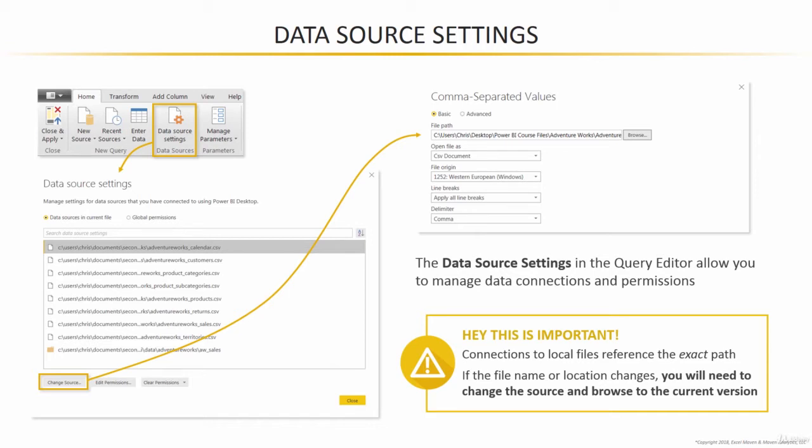So this is probably the most common issue that I see in Power BI. People inadvertently rename a file or rearrange things on their desktop and accidentally break these file paths. But the good news is that it's a very easy fix as soon as you understand how these data source settings work. So let me show you what I mean.